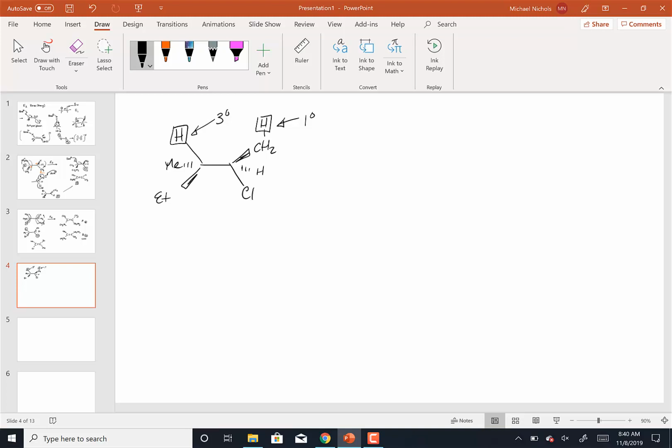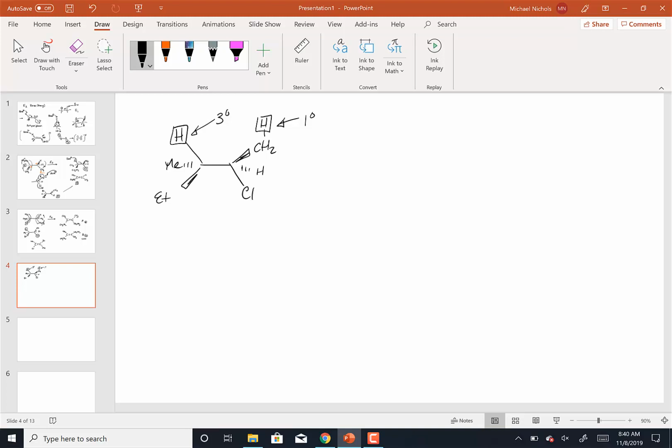Which one has more steric hindrance around it? We agree? So tertiary has more steric hindrance around it. The primary one has less steric hindrance. So if I want to be able to pick between the tertiary and the primary, here's what I need to do. I need to choose my bases.